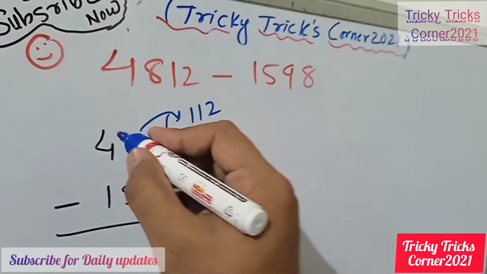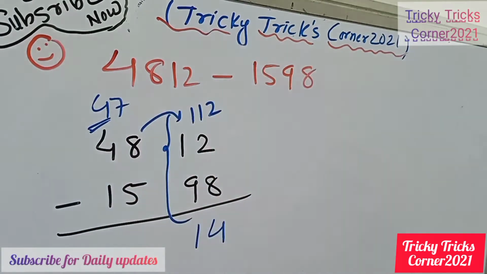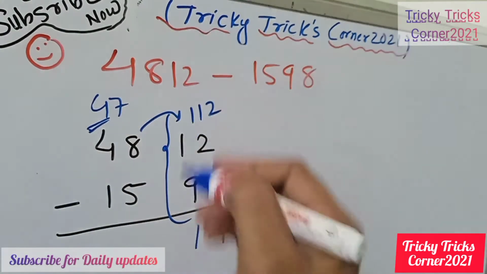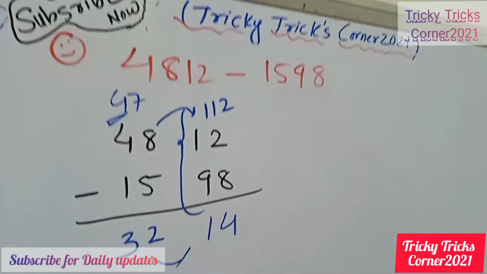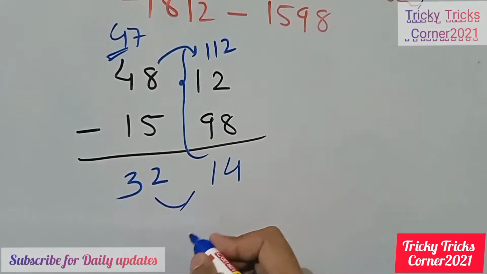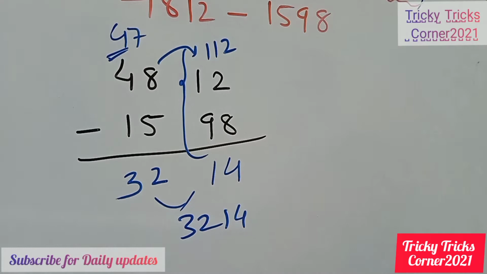Now over here, what is going to be changed? It is 47. Now 47 minus 15 is 32. Now the complete answer is 3214. This is my answer.